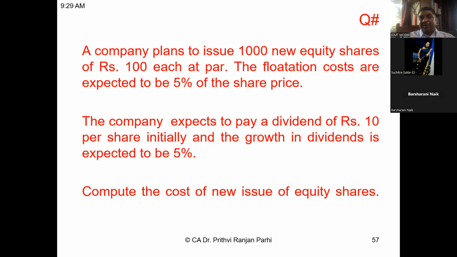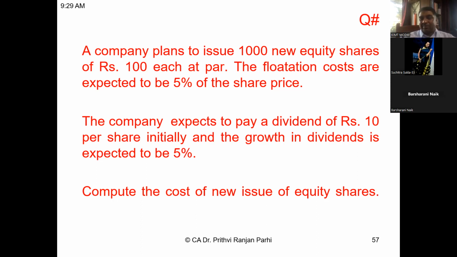The company expects to pay a dividend of 10 per share initially. Expected dividend means D1, the future dividend, is rupees 10 initially, and the growth in dividend is expected to be 5%. G is equal to 5%. Compute the cost of new issue of equity shares. This is the question for you. You know the formula D1 by P0 plus G. D1 is the future dividend, 10 rupees. P0 you know, 100 rupees.